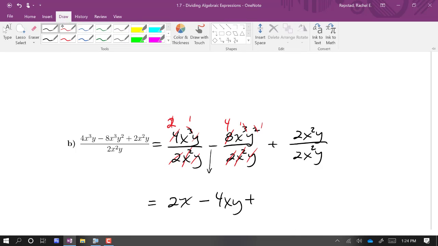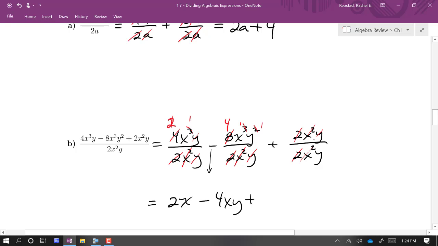And in the last fraction, you might notice everything cancels. And when everything cancels, it doesn't leave us with nothing. It doesn't leave us with 0. It leaves us with 1.